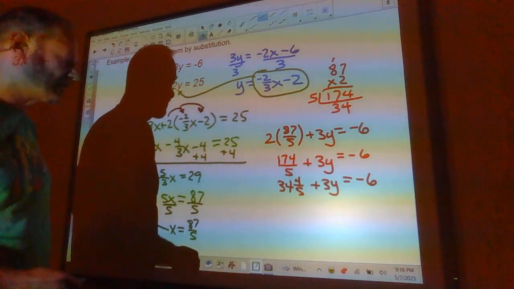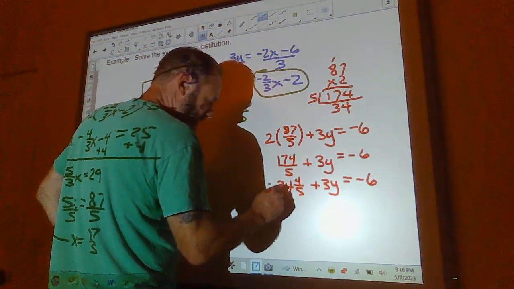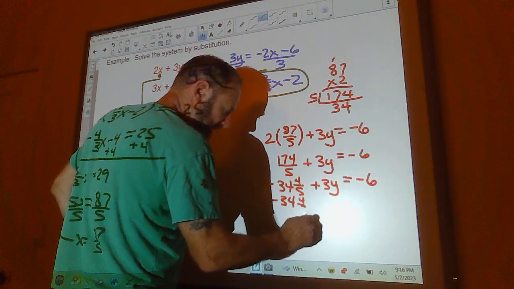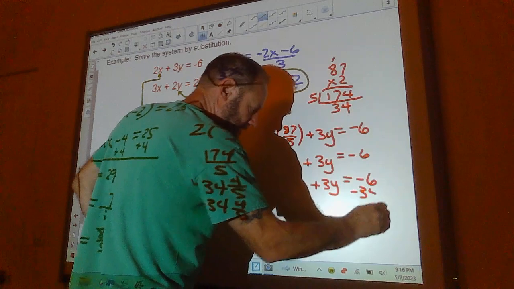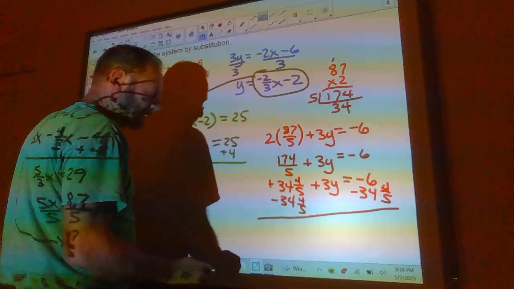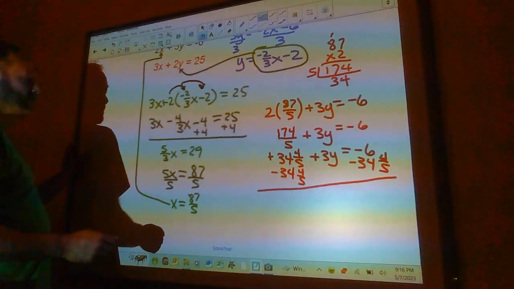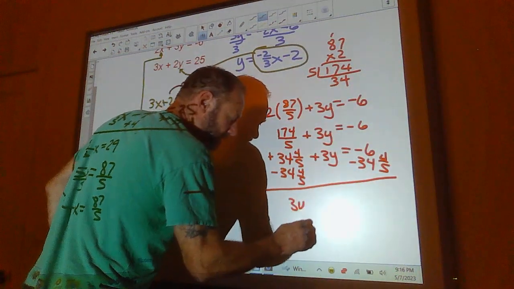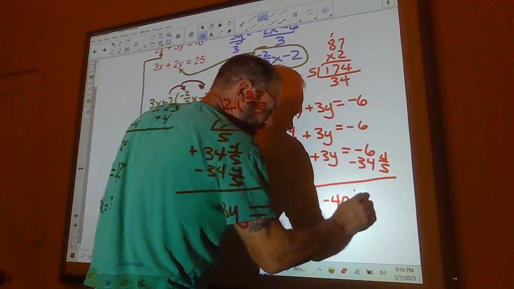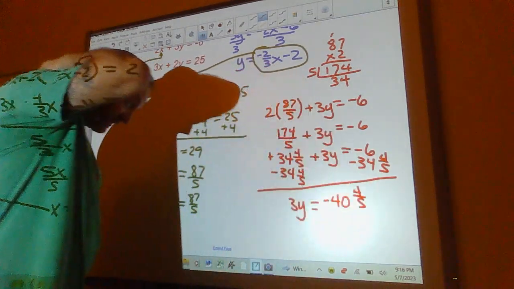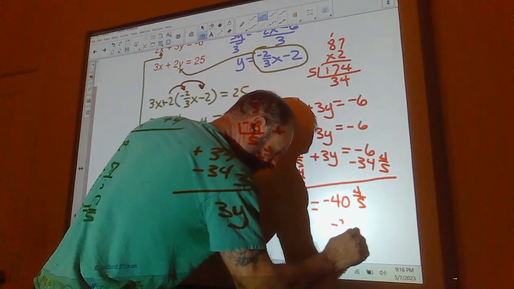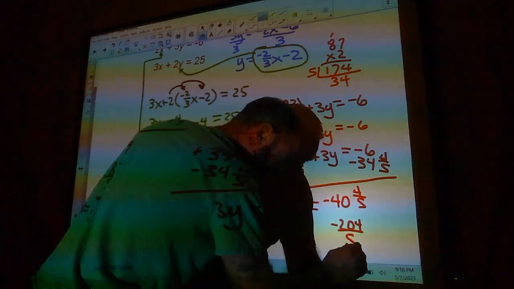Okay, so if I subtract this from both sides, whoops, subtract that from both sides. Wow, this is a horrible problem. Okay, so I'm going to get 3y is going to equal -40 and 4 fifths. Now, it would be convenient to turn that back into an improper fraction, so that'd be -204 fifths.